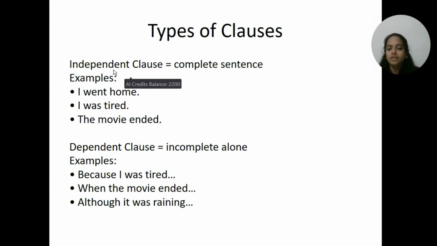It is complete. But when I say dependent clause, it has meaning, but it feels incomplete on its own. For example, because I was tired, when the movie ended, although it was raining. So if you say it alone, it feels like you're waiting for something more, right? That's why we call them dependent clauses.